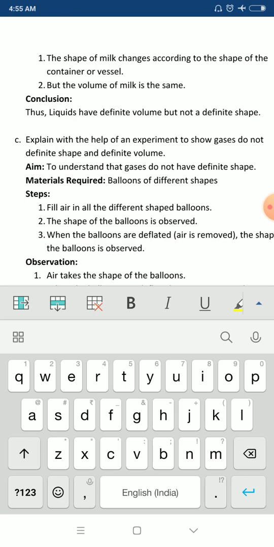Okay, children, note down this particular activity is not in your textbook. I have taken it from the 7th standard book for easy understanding. So you have to refer only to this question answer for learning. You cannot see this in the book. So what is this? We are going to take balloons of different shapes. Now we are going to fill air in the different shaped balloons.